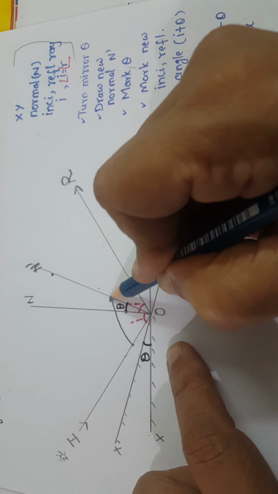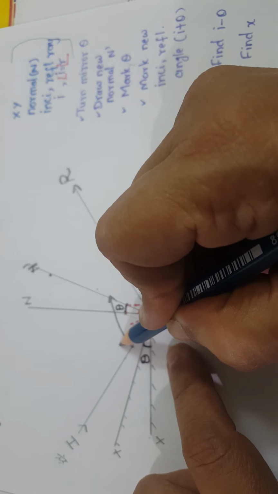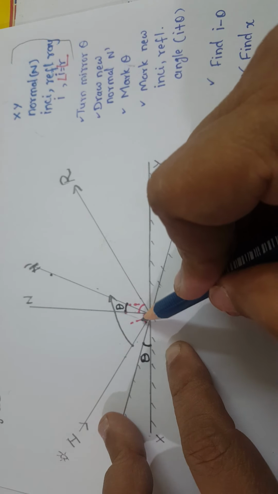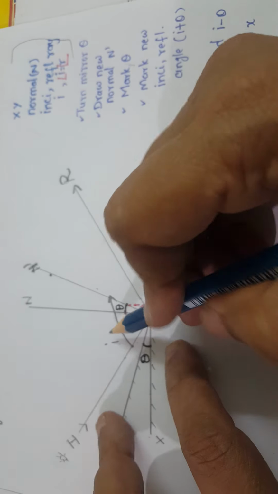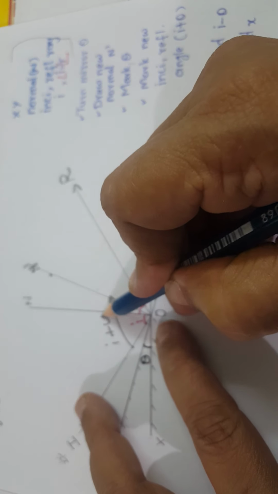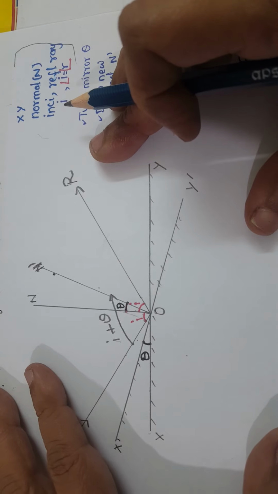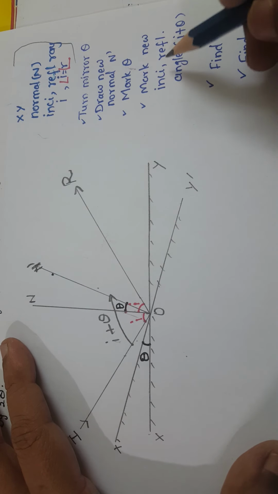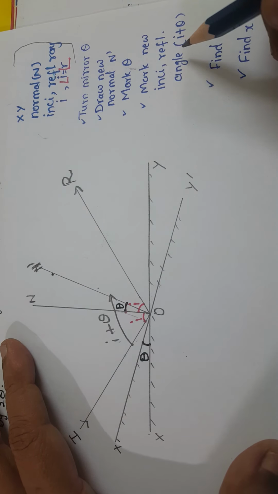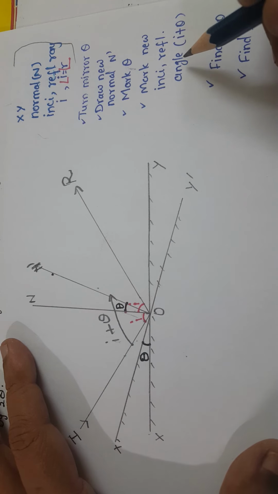So, this will be the new angle of incidence. That will be nothing but I plus theta, right? I plus theta. Okay, children. After marking the new angle of incidence, you have to mark the new reflected ray and the reflected angle.